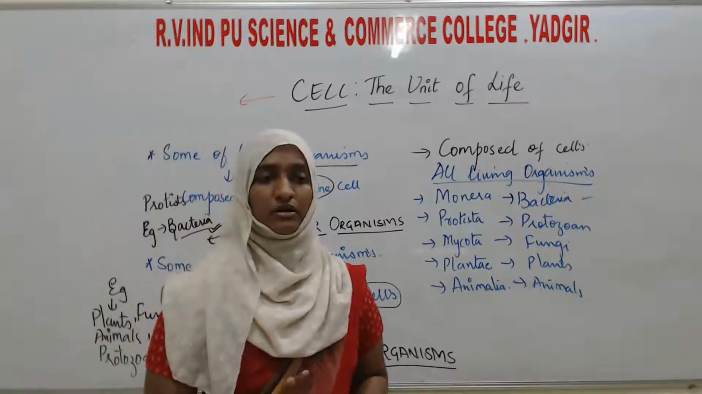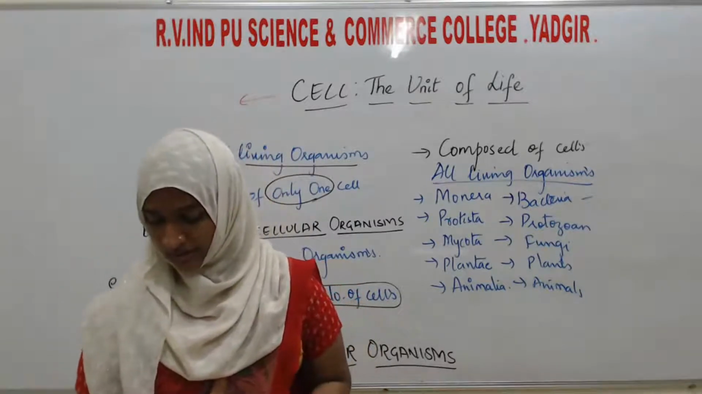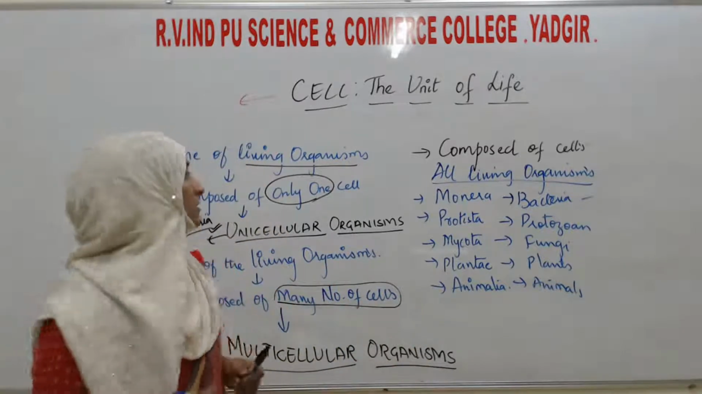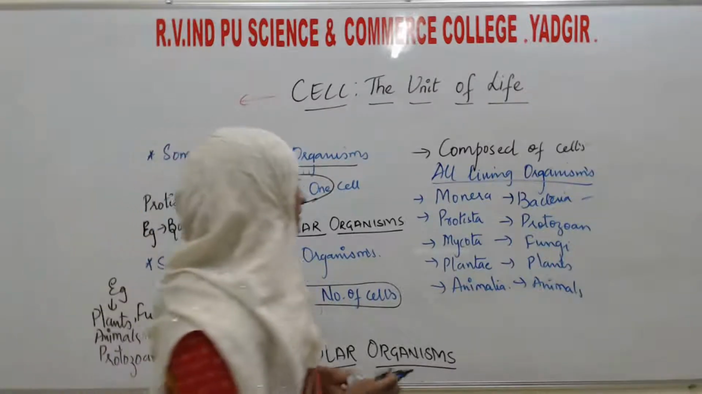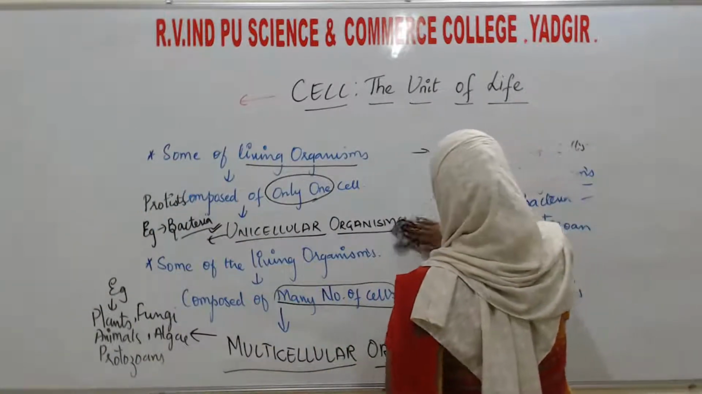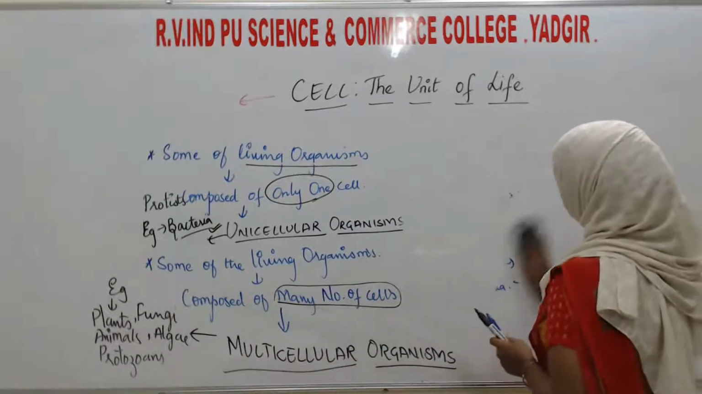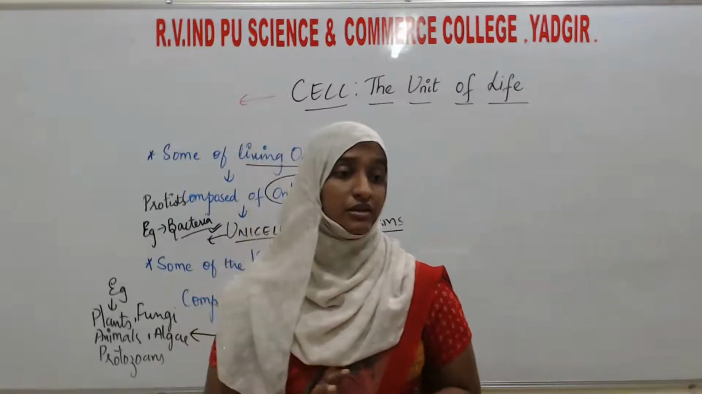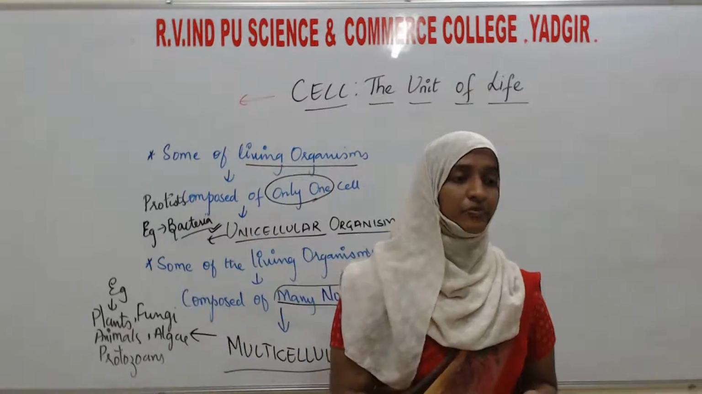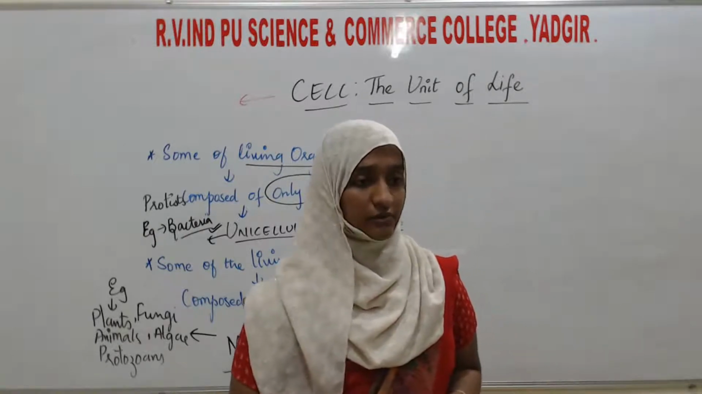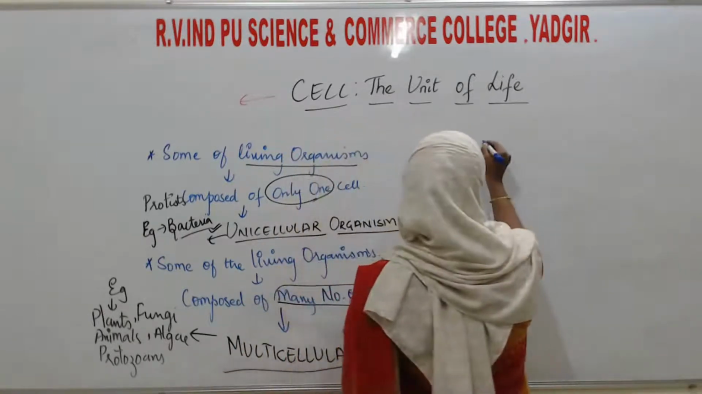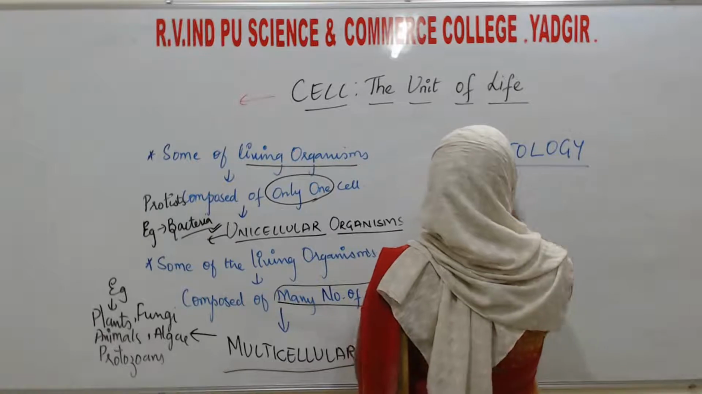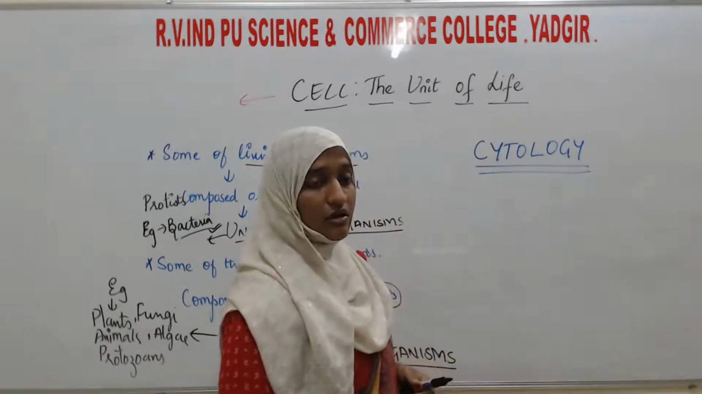So this is about unicellular and multicellular organisms. One more very important point: one branch of biology specially deals with the study of cell and their structure. That is known as cytology.